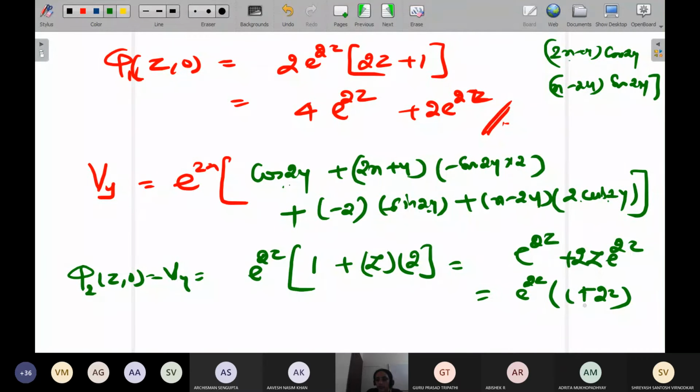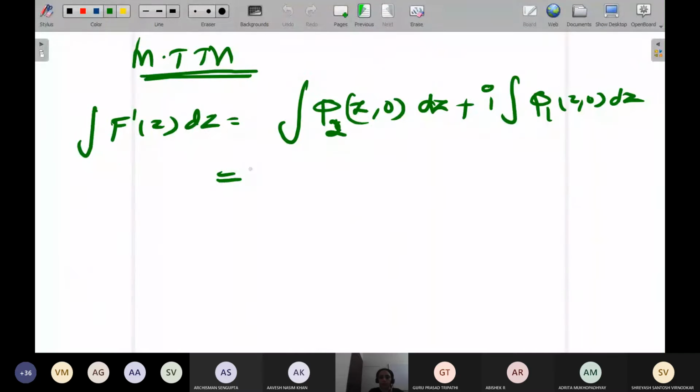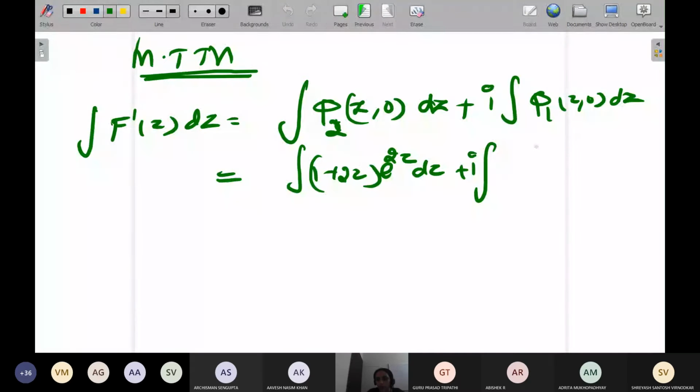So I'll get integral of 1 plus 2z into e power 2z dz plus i into integral of pi 1 of z comma 0. Again, pi 1 of z comma 0, I can write it as 2z plus 1 into 2 e power 2z into dz. Anyone has any doubts till here? If you have any doubts, you just tell me.